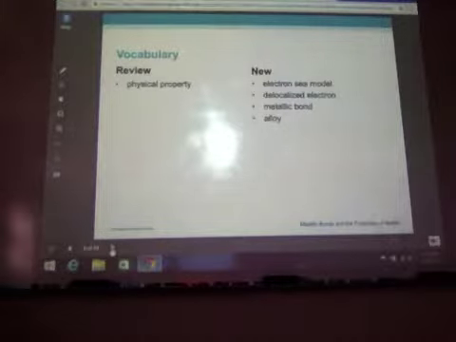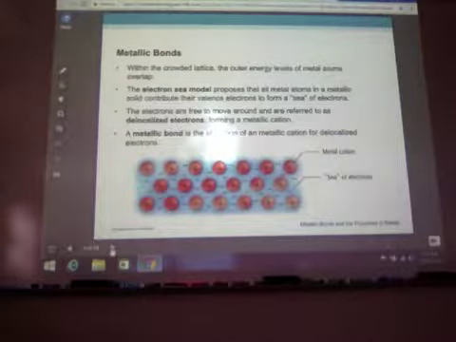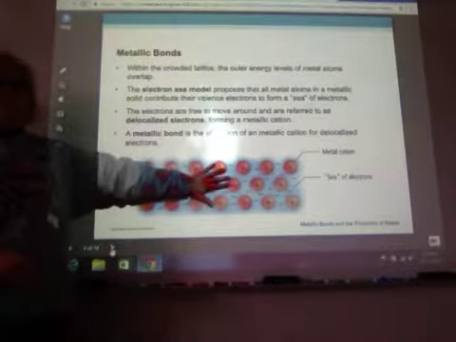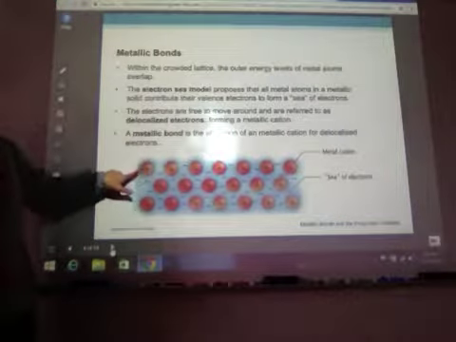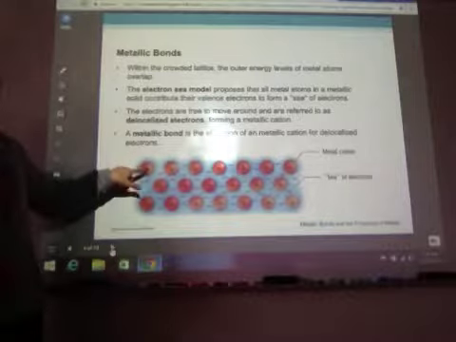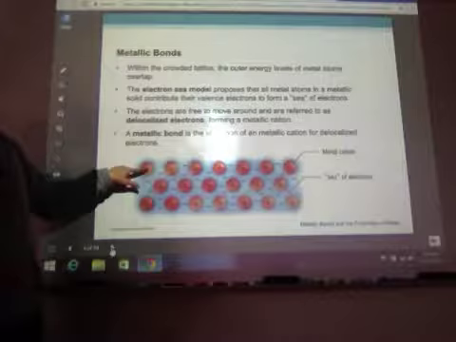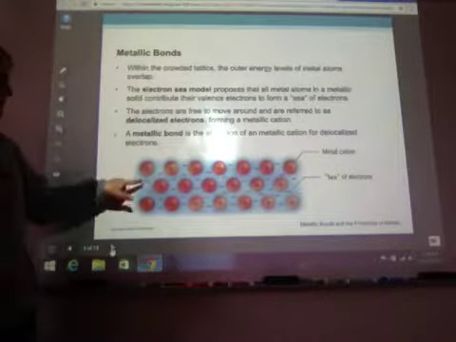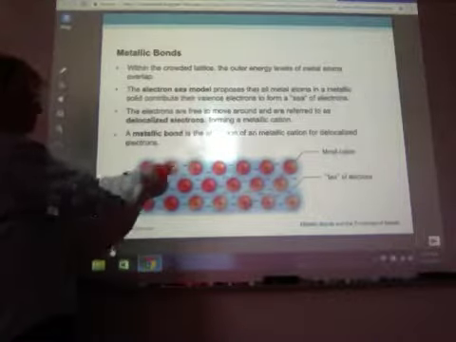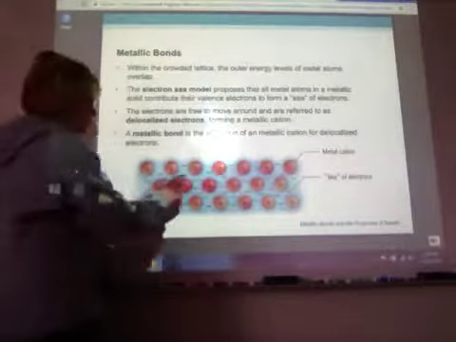Here's the questions, here's the vocab. Delocalized, probably the one that might be the newest. So when I have a metal, so pretend this is copper. So if I have copper, here is the nucleus of my copper. So what atomic number is copper? 29. So 29 protons, 29 neutrons, positive charge. Copper, copper, copper, copper, copper.